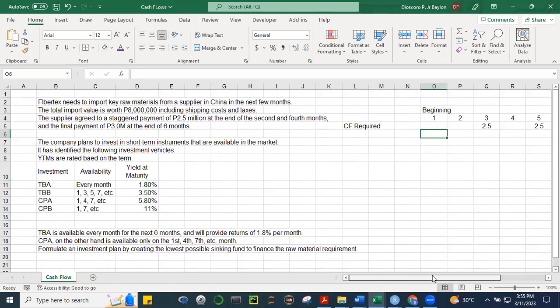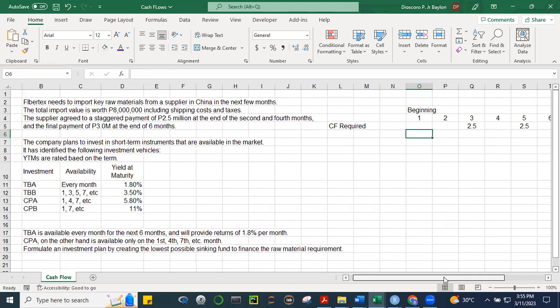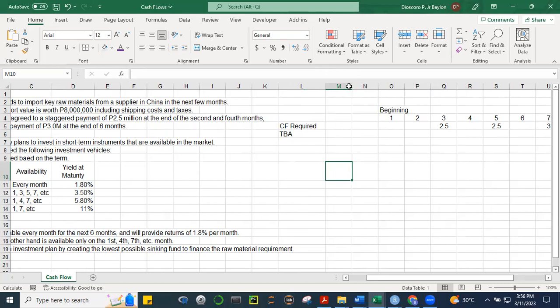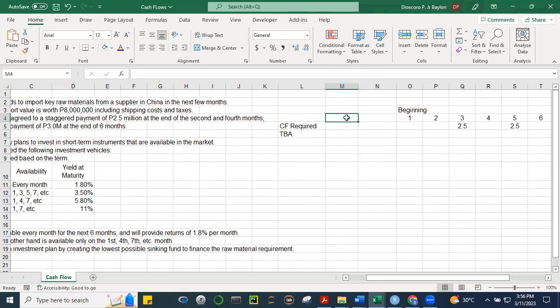And of course there are cash flow plans that are long-term. For this one, it's just short-term. So for TBA, let's identify when we will put out the money.